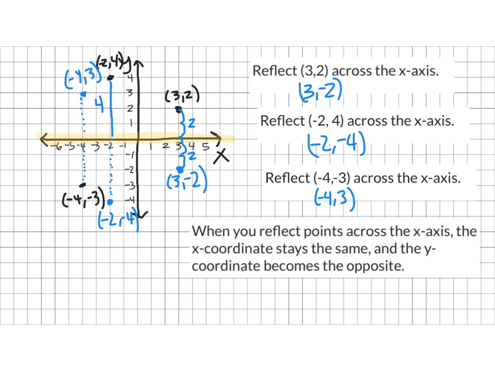All right, let's write our rule. It should make sense that since we're now forming vertical lines where all the x coordinates must be the same, when you reflect a point across the x-axis, the x coordinate stays the same. So 3 and 3, negative 2, negative 2, negative 4, negative 4. The x coordinates all stay the same, but the y coordinates become the opposite.